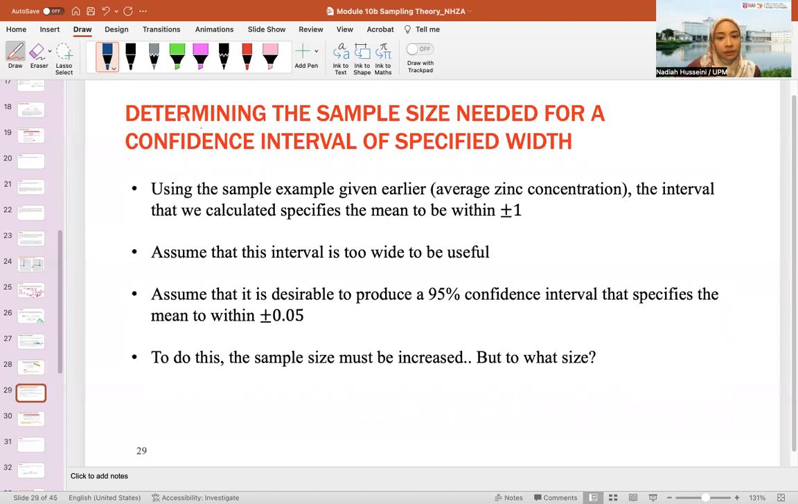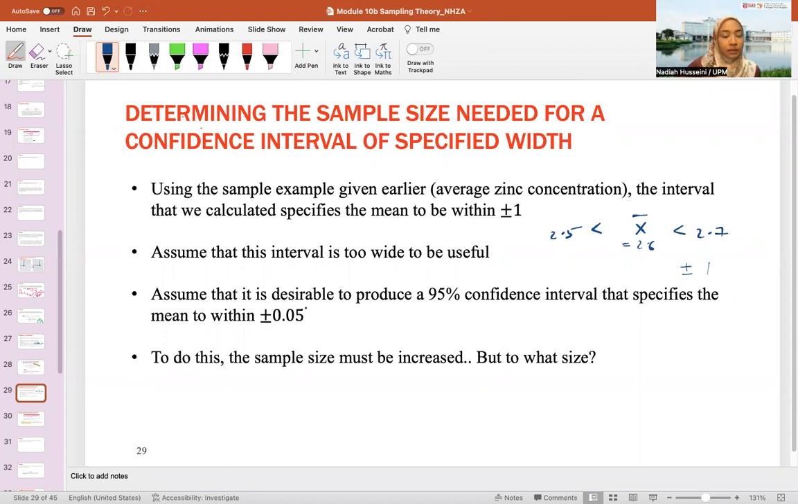Using the sample example given earlier, which was the average zinc concentration, the interval that we calculated specifies the mean to be within plus minus 1, right? So this is our sample mean. It was 2.6. And we found out that the interval was between this guy. This is our interval with 95% confidence. So assume that this interval is too wide to be useful. So this is plus minus 1, right? And you're saying this plus minus 1 is too big. I want something more specific.